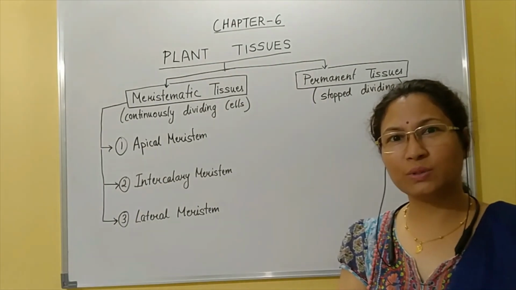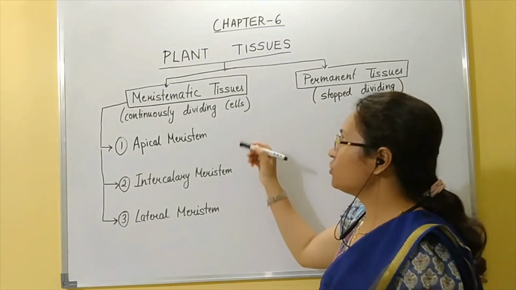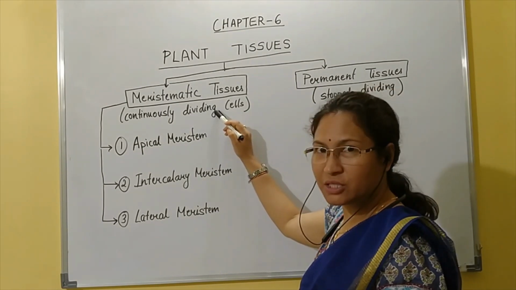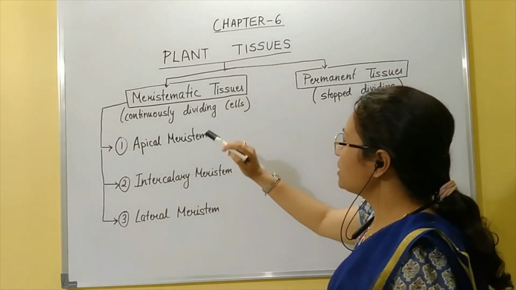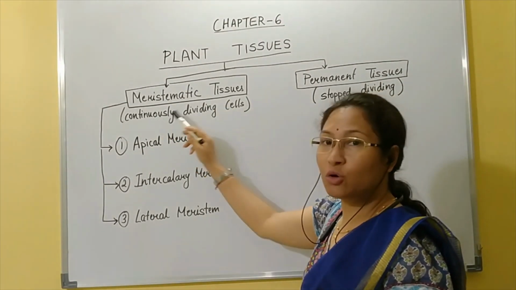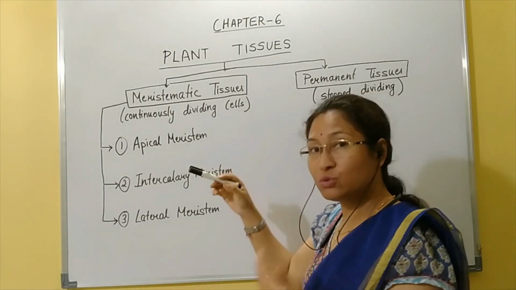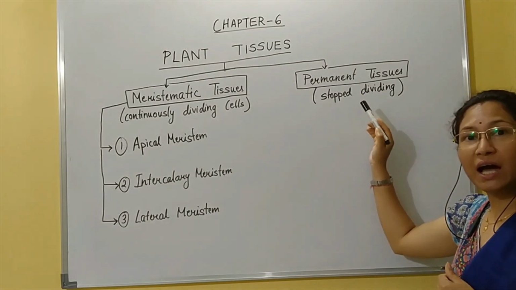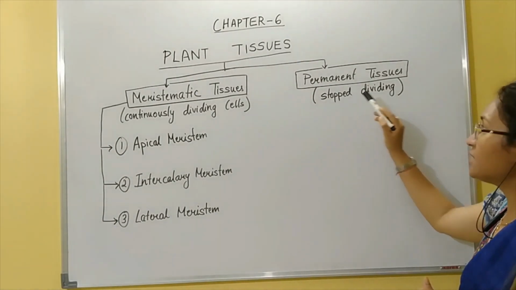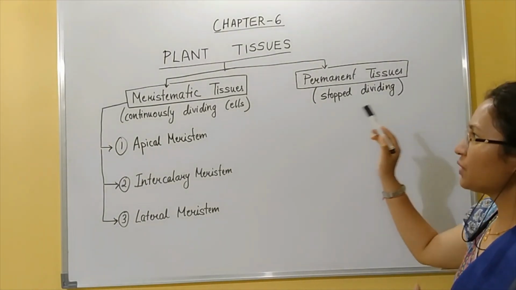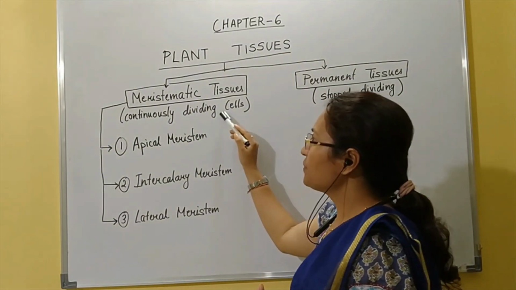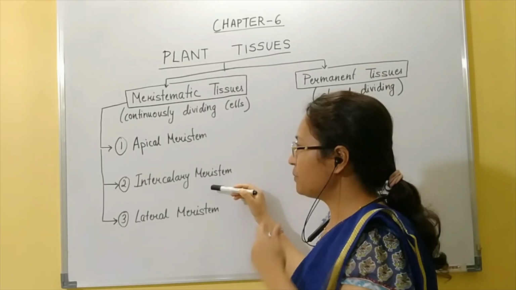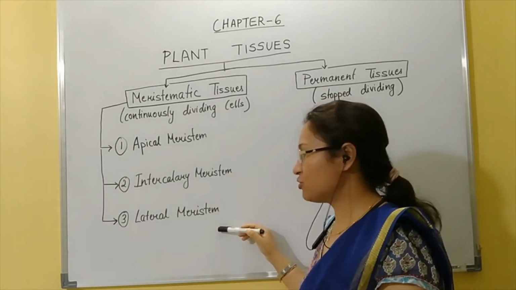So greetings students, now we will continue with the plant tissue. The first topic is the meristematic tissue. The meristematic tissues are those which have continuously dividing cells, and the permanent tissues are those in which the cells have already stopped dividing. The meristematic tissues are divided into three categories: the apical meristem, intercalary meristem, and the lateral meristem.